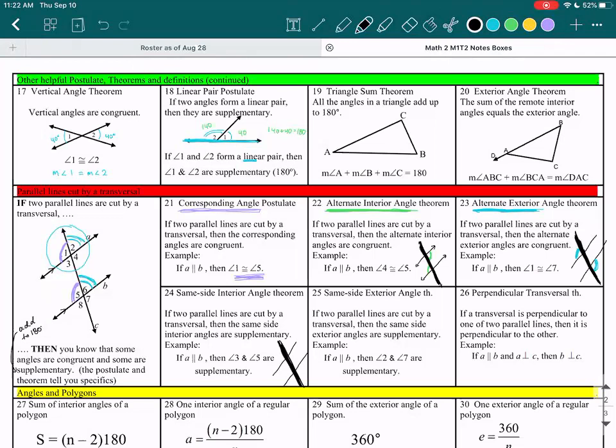So let me draw those for you. Let's do that in blue. So 3 and 5. So notice that they are on the same side, let me underline that, of our bold black line. They're both to the left bottom-ish. Okay, and they are interior because they are sandwiched between our parallel lines. So they are the same side interior angles. Okay, any questions on that one?